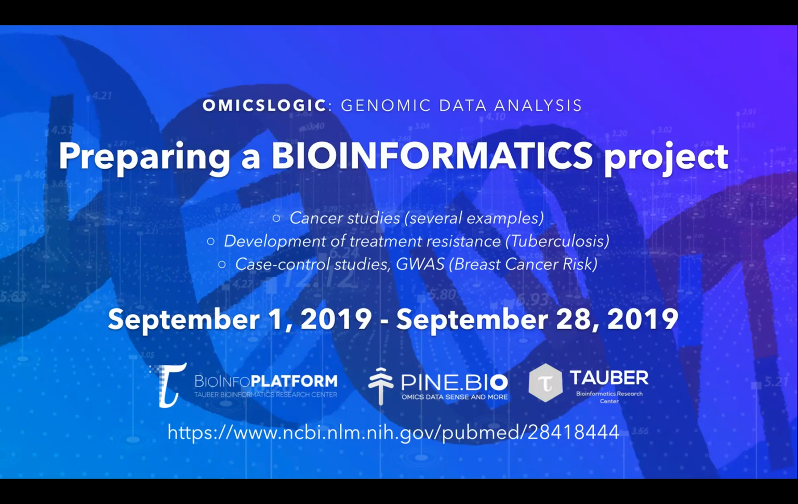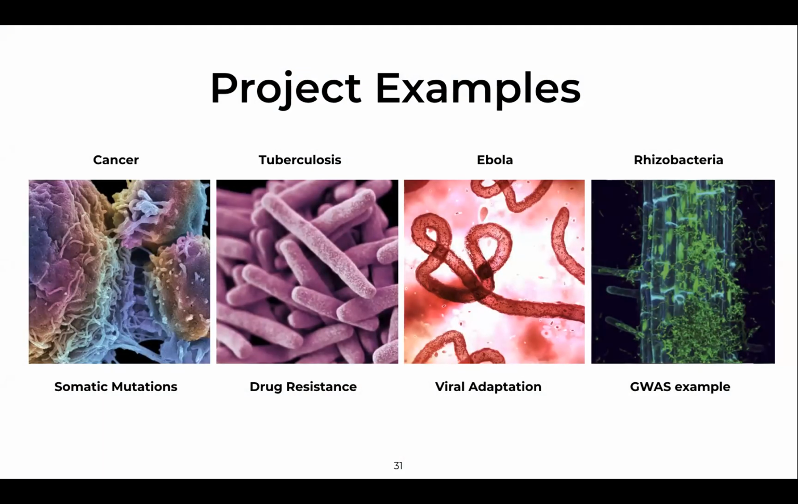And this is, of course, an important topic, and we'll touch on that in this course. We'll talk about case control studies and genome-wide association studies. And also we'll talk, as I mentioned, about other types of non-human diseases or non-human genomes. Some of these examples are right here: the somatic mutations in cancer, the drug resistance in tuberculosis, viral adaptation in Ebola, and an example with genome-wide association studies using rhizobacteria, but also some other examples as well.